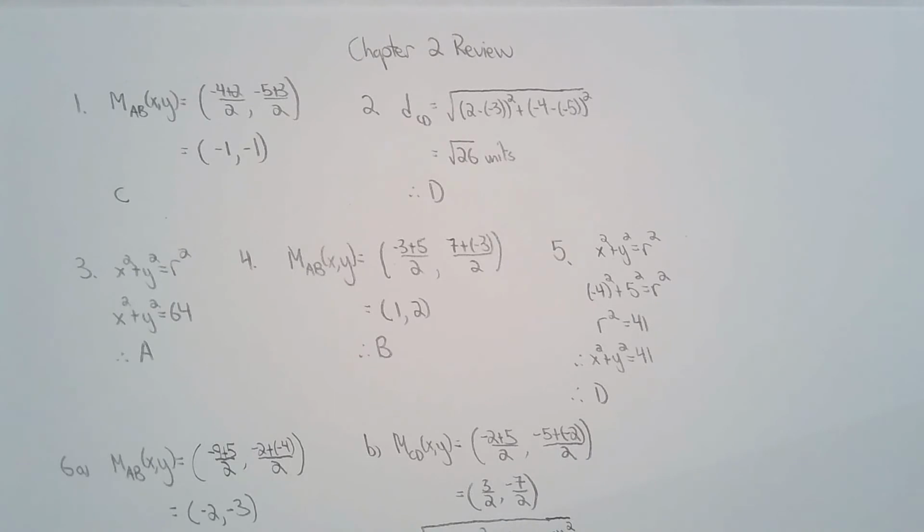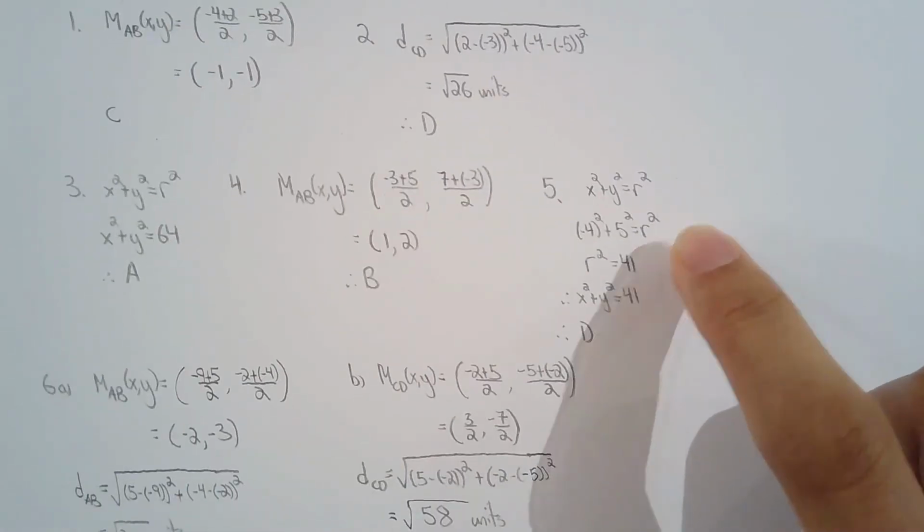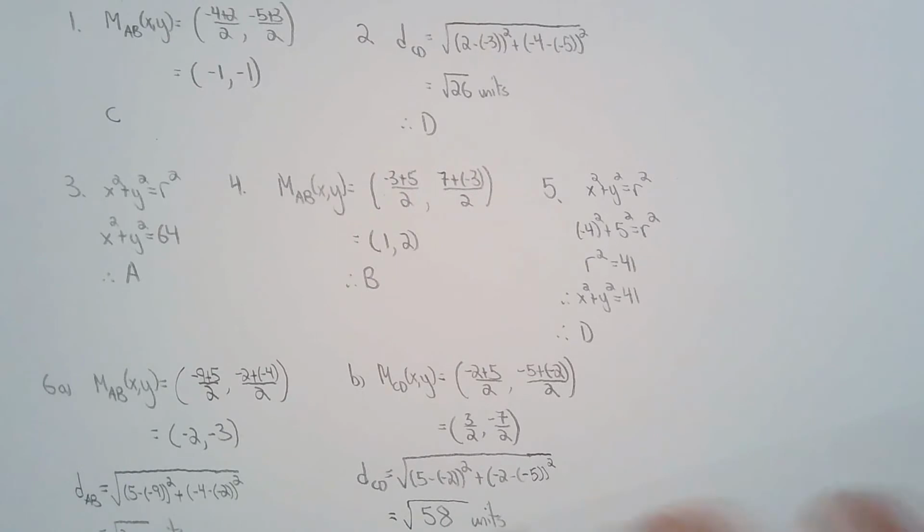For question 4, they gave us the endpoints and asked us to find the coordinates of the center. Now it's the endpoints of the diameter, so just find the midpoint, and you can tell yourself where the center of the circle is. Question 5, they give us a point on the circle and ask us to find the equation of the circle. So just sub it into the equation formula and solve for r squared. Once you have r squared, you can write the equation.